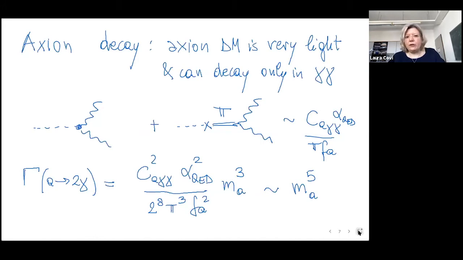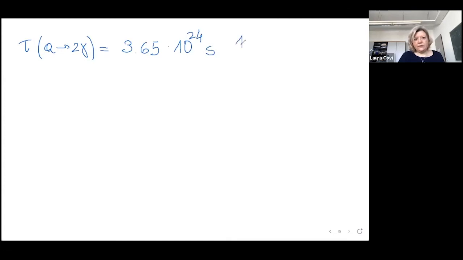Okay, thanks for the question. I think it's important. So here it is not the mass of the pion which gives you the decay, or the pion decay constant. Let me get to the numbers. I have a tau, so really the lifetime, of a into 2 gamma. Putting in numbers, I get something like 3.65 times 10 to the 24 seconds. And this is just taking C_a gamma gamma to be 1. So here I have a 1 over C_a gamma gamma, so it could be larger or smaller depending on what you put here. And the mass I took to be an electron volt.